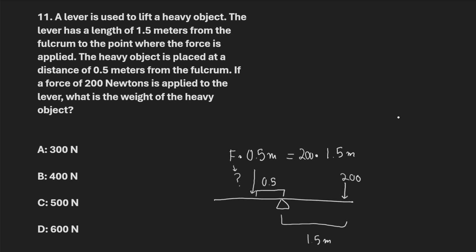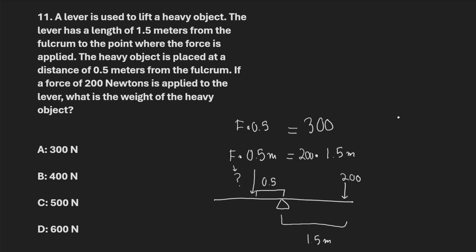So force times distance, 200 times 1.5. And of course, that gets us the torque, but we don't really have to deal with torque here because we're just setting these equal to each other. But really, this is torque on one side equal to torque on the other, right? So what is 200 times 1.5? Well, that's the same thing as the number plus half of it. So 200 times 1.5 is 200 plus 100, and that's 300, right? So this side is 300, and that's equal to 0.5 times F, right? So F times 0.5.